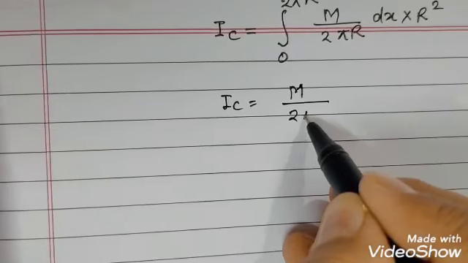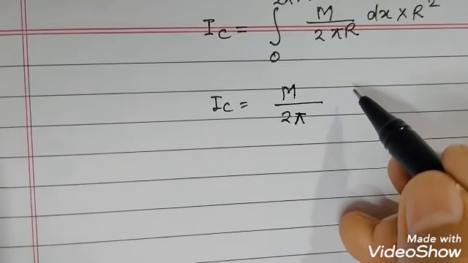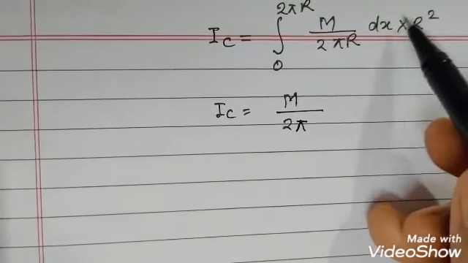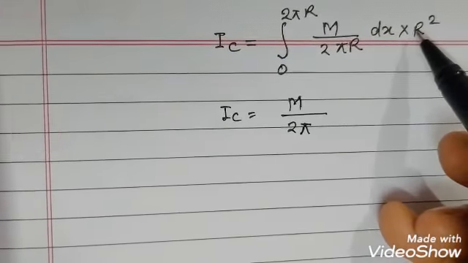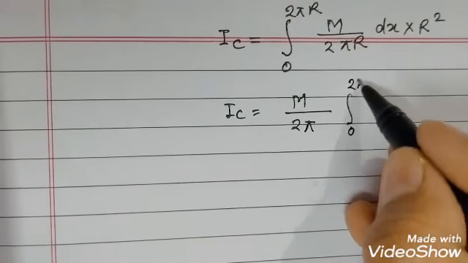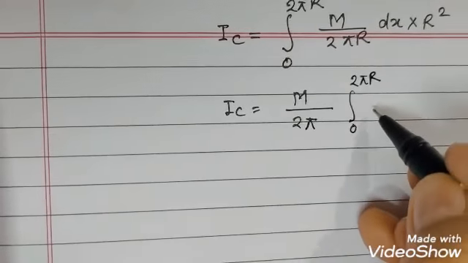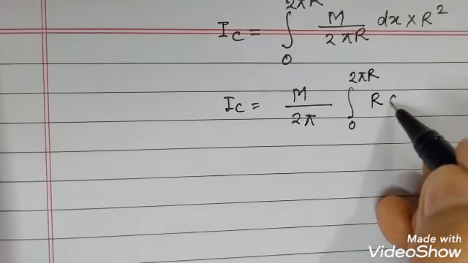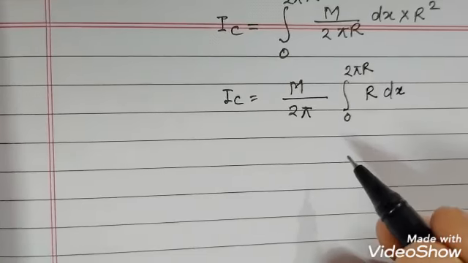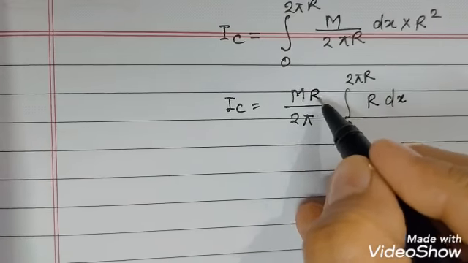2 pi is also a constant quantity, that also will come out, and in the integration here you will find that this r and this r will be cancelled, one r will be cancelled. Now it will be, from 0 to 2 pi r, we will integrate r dx. Okay, so when we integrate here, r is also a constant quantity, radius is also a constant quantity, that will also come out.